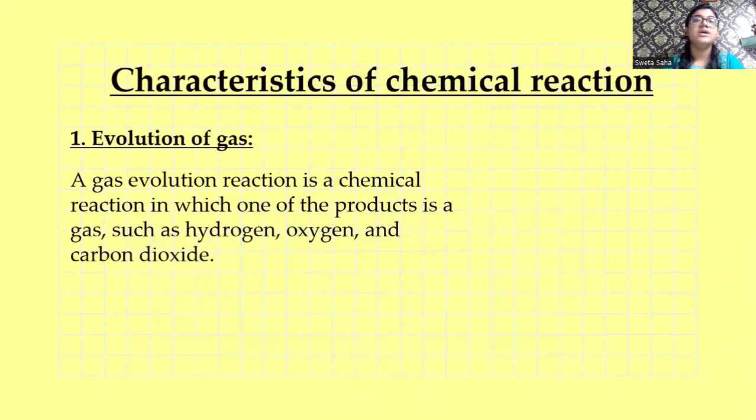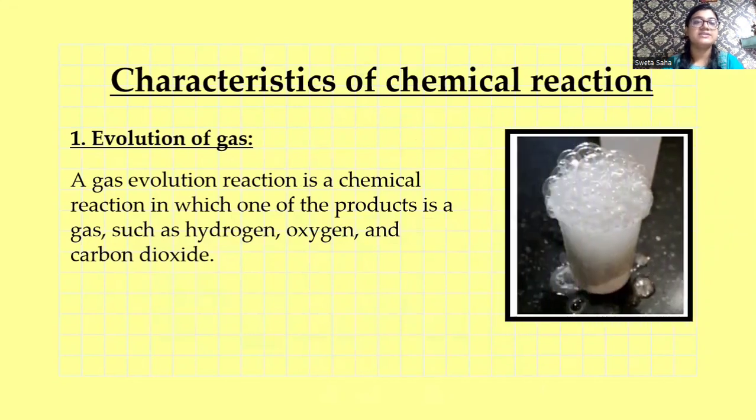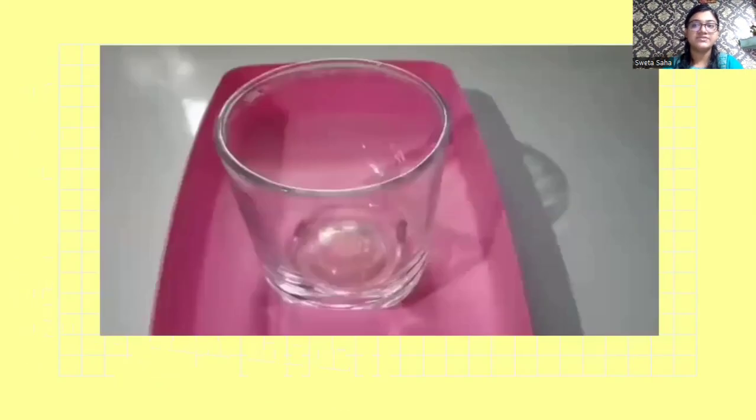Next, we talk about characteristics of chemical reactions. The first characteristic is the evolution of gas. A gas evolution reaction is a chemical reaction in which one of the products is a gas such as hydrogen, oxygen, and carbon dioxide. In the next slide, we will try to understand these characteristics very well. So now I'm going to play a video.